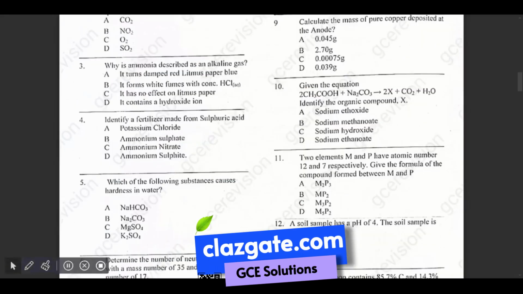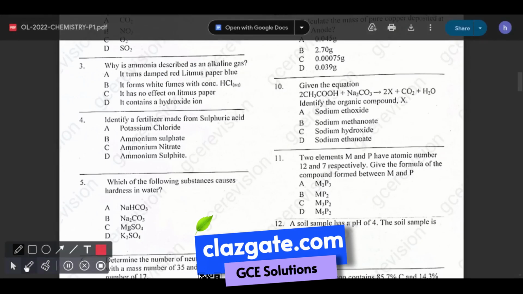Question number 10 is telling us that given the reaction between acetic acid and sodium carbonate, a salt, carbon dioxide and water are formed. So now we know this is an acid and this is a base. The reaction is between acetic acid and sodium carbonate.